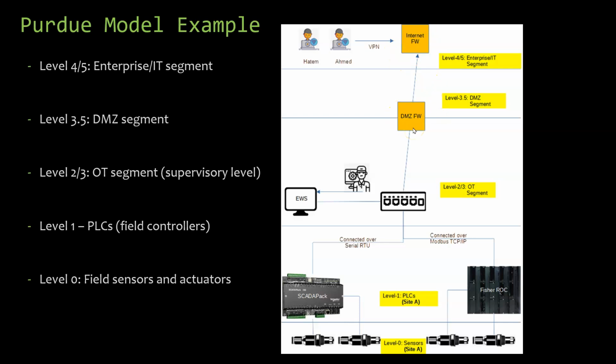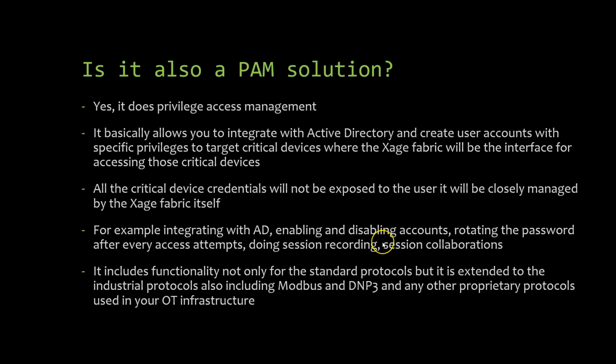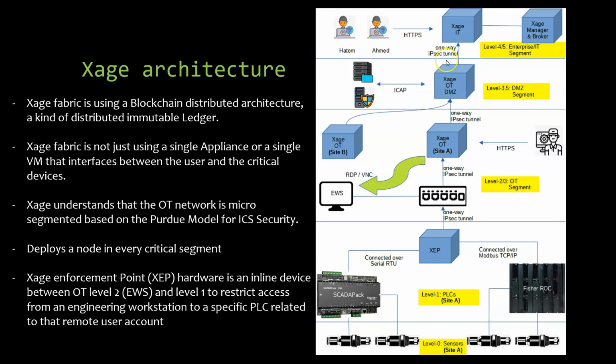Actually you can have them still, but I just wanted to focus on the Xage fabric, and I put the Xage fabric everywhere we needed to have a very secure access either locally or remotely to the critical resources. So you can see here one Xage box here, one Xage box. So all these blue boxes are Xage. Okay, so 1, 2, 3, 4, 5, 6.